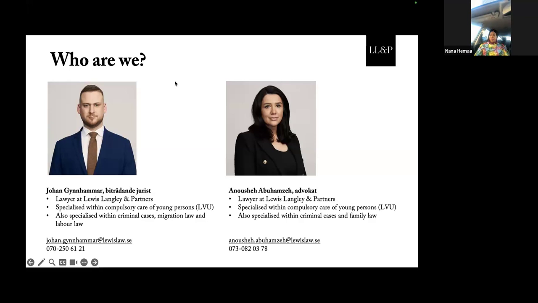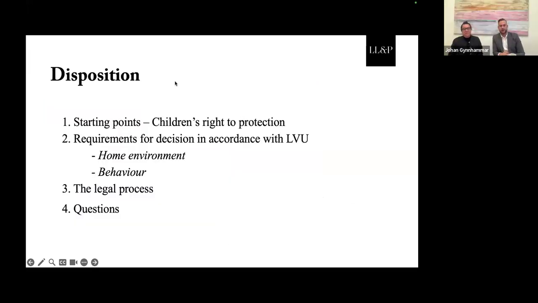Thank you. And so what we will be talking about today is the different questions regarding LVU. And at the start, we'll have some starting points about the children's right to protection. Then we will go over to the requirements for a decision in accordance with LVU. And there we have two different types of decision. One is based on the home environment, one on the child's own behavior. Then we will go over to the legal process and we will finish with questions. So if you have questions, please write them during the lecture and then we can take those questions that we find suitable and which we have time for in the end of the meeting.